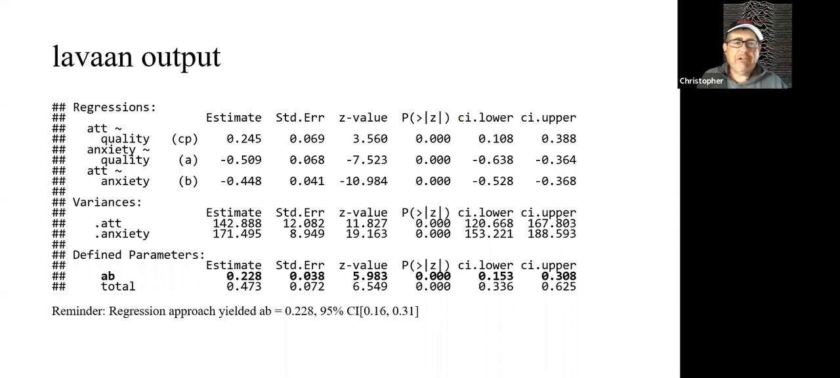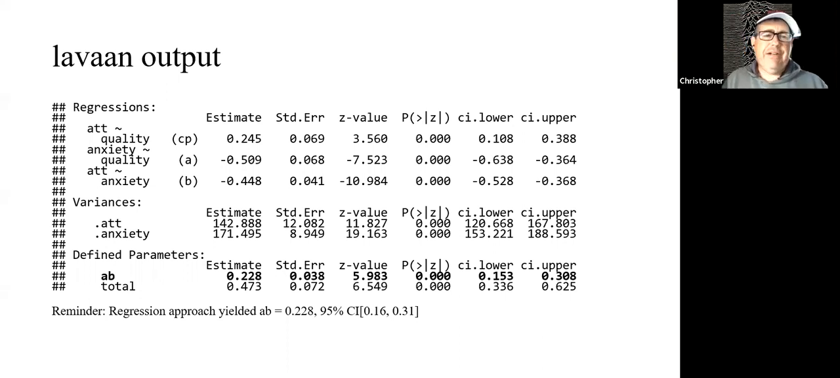Here's what the lavaan output looks like. You're going to see how lavaan labels these pieces, which is something I really like. The direct path, quality predicting attitudes, has an estimate of 0.245, around what we saw for C prime in previous examples. Quality predicting anxiety, the A path, about negative 0.51, and then anxiety predicting attitude, the B path, negative 0.45-ish. You can see that those are all significant.